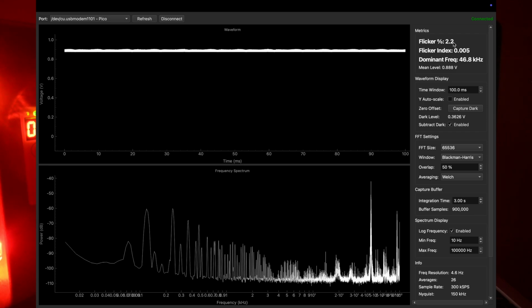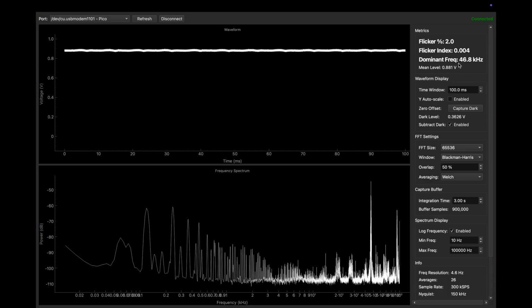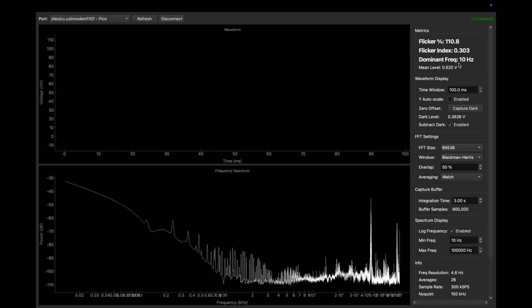But anyways, the practical part of this is the flicker percentage is 2.2%, which is actually extremely low. This is less than you'd get from an incandescent light. And since most of the flicker is actually up at 46.8 kilohertz, that's typically not going to be as problematic as those power line flicker frequencies. So the LEDs look pretty good. Now let's take a look at the chip on board.